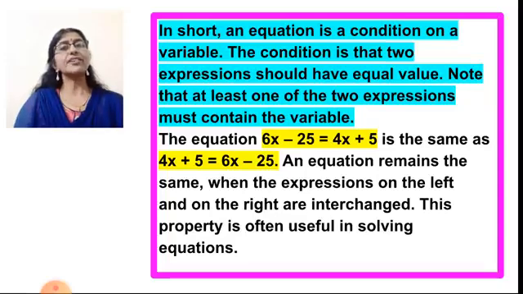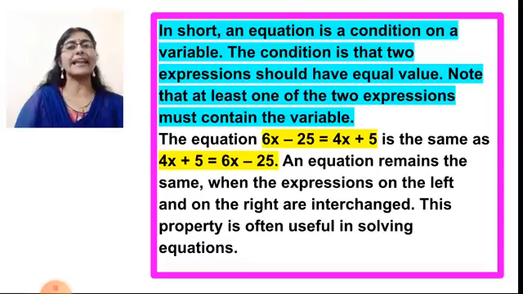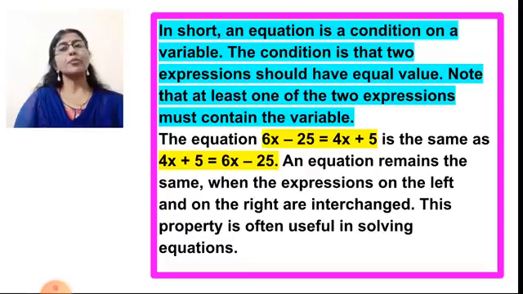Now here you see the equation 6x minus 25 is equal to 4x plus 5 is the same as 4x plus 5 is equal to 6x minus 25. So what difference can you see in these two equations? Only the place is interchanged. Their position has been interchanged. 6x minus 25 is on the left hand side of the first equation and 6x minus 25 is on the right hand side of the second equation. So only the position is changed.